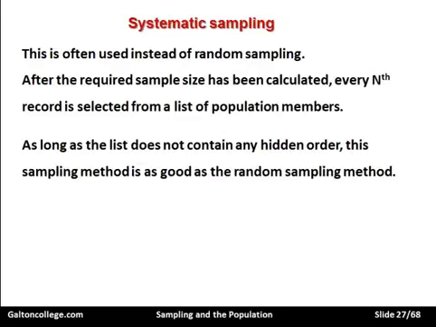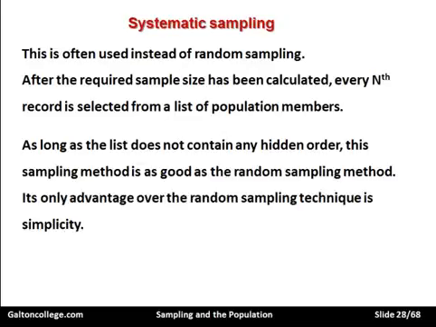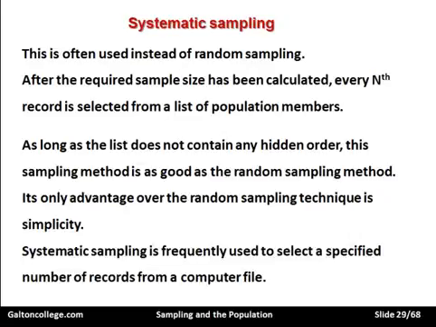Very unlikely, but it is a possibility, and it's worth considering. Its only advantage over random sampling technique is its simplicity. That's the advantage that systematic sampling has got. It's frequently used to select a specified number of records from, say, a computer file. So often when sampling is done on a computer, the computer is told to select every 50th file or every 20th or whatever, and the computer can do this.